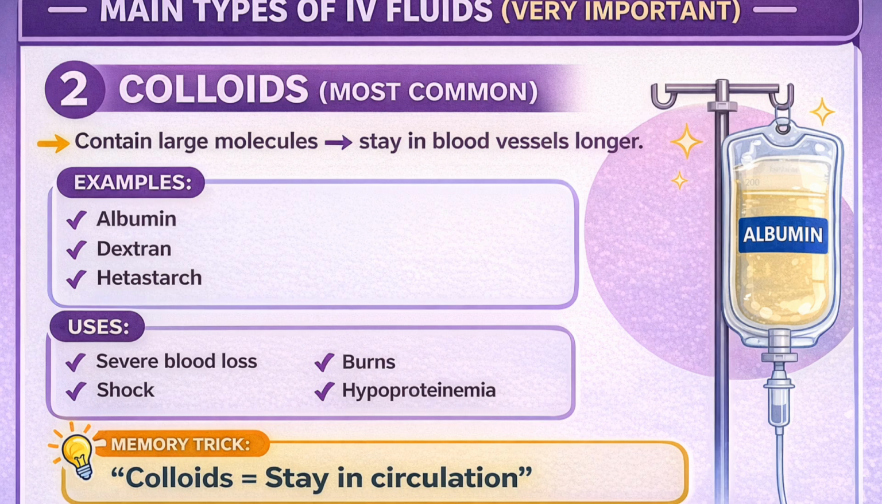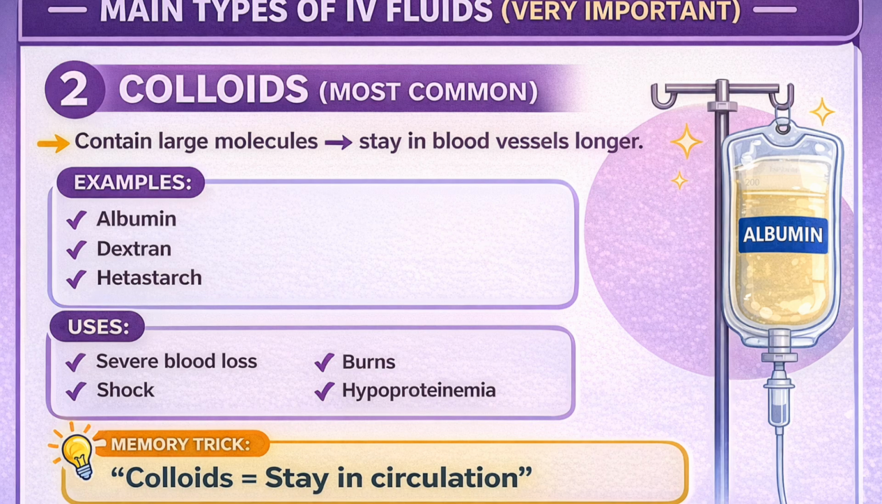Coming back to another type of IV fluid, that is colloid. This is the classification based on molecules. You can write a flowchart of types of IV fluids based on molecules. First one is small molecules, that is crystalloids. Second one is large molecules, that is colloids.